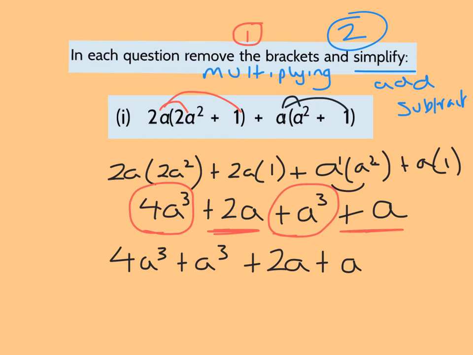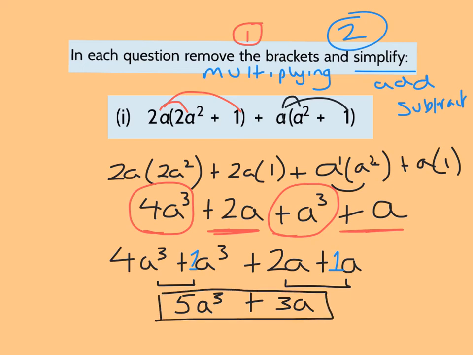Now you'll remember we said before that in front of these a's there is a 1 that we just never write in. Okay, so when we see no number in front, it means that there's a 1 there. So what I get then is when I add these two, I get 5a cubed. We don't do anything with the powers because we only do something with the powers when we multiply. Here we're just adding. And then I have a plus here, and 2a plus 1a gives me 3a. And that's my final answer.